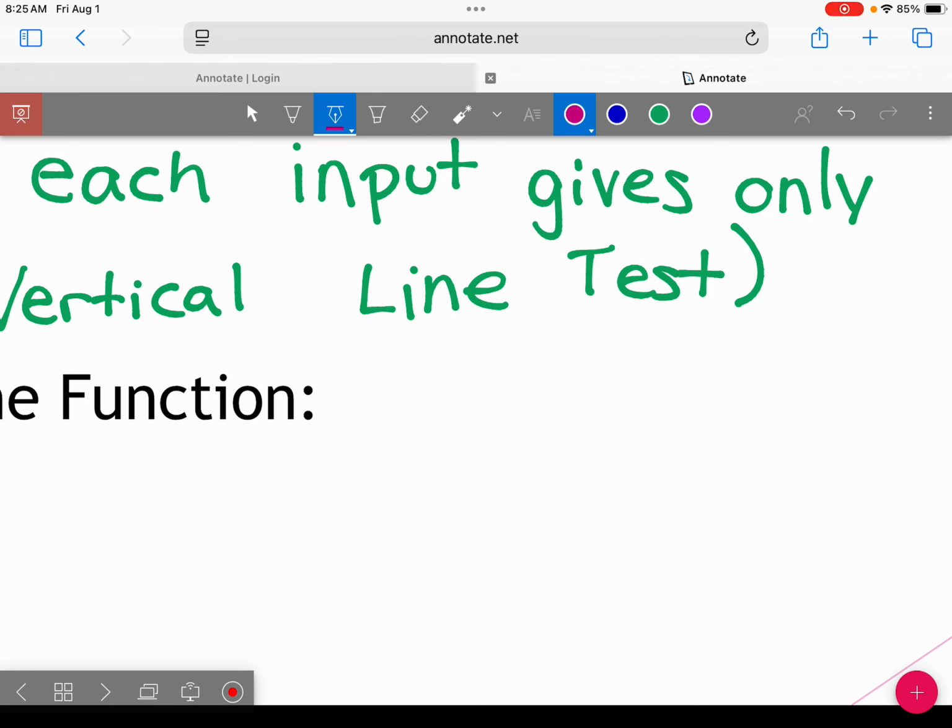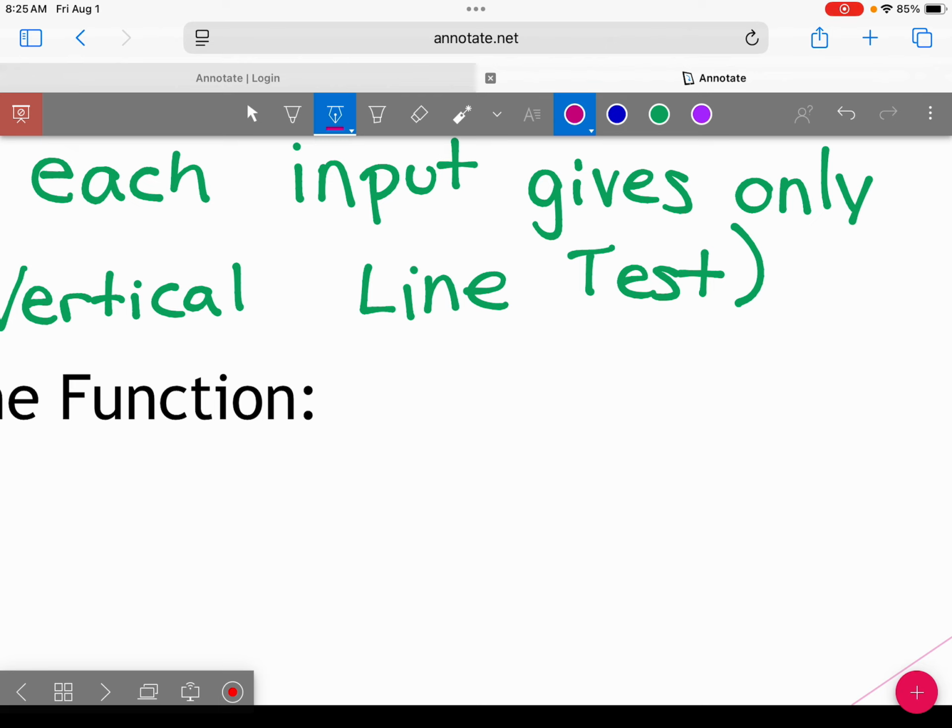So if a function means each input gives us only one output, then what a one-to-one function is the reverse of it. Each output comes from only one input. The only way I can get a Mountain Dew is if I hit the Mountain Dew button. The only way I can get a Coke is if I hit the Coke button. If I can get a Mountain Dew by hitting the Coke button, we are definitely not one-to-one.